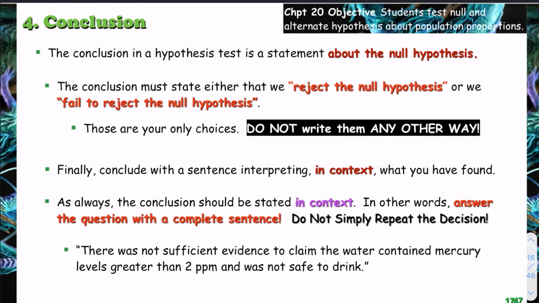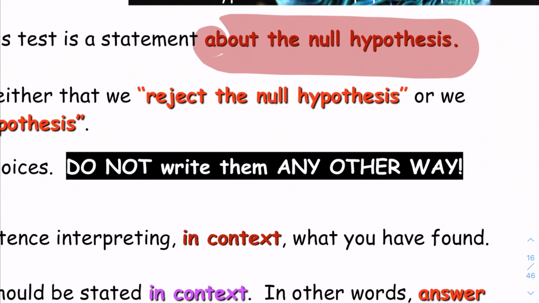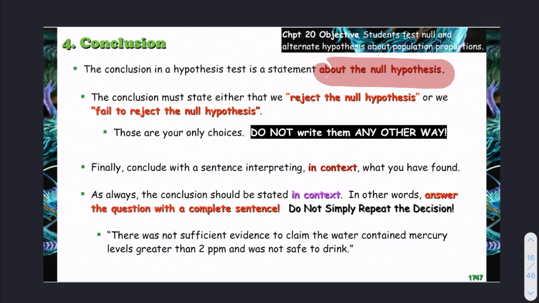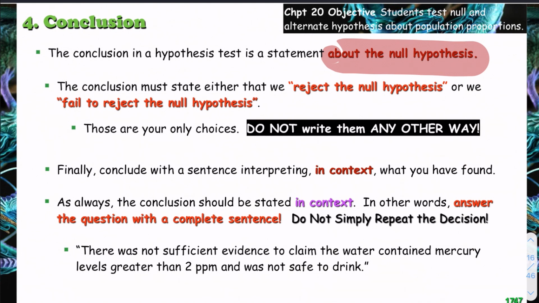But lastly, in this process that I've explained to you, is to make your conclusion. And the conclusion in a hypothesis test is a statement about the null hypothesis. So the conclusion must state one of the two. You do not have a choice in this. Either we reject the null hypothesis or we fail to reject the null hypothesis. Those are your only two choices. Do not write them any other way. Just keep it simple. Do not use flowery language. This is not AP Lit or AP Lang. I just want you to keep it simple. We either reject the null or fail to reject.